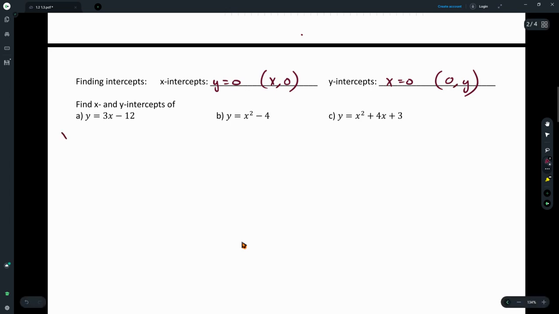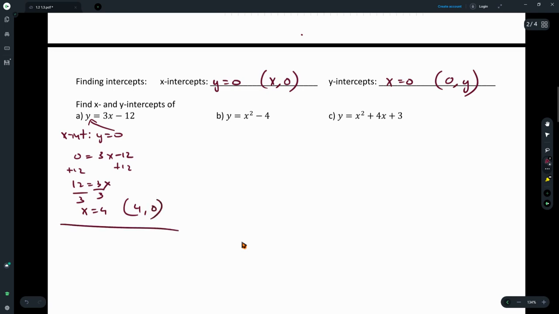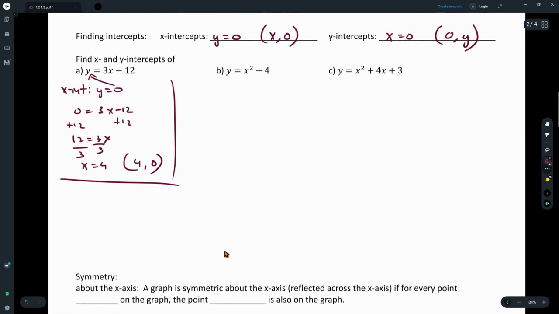So here, let's find the x-intercept and y-intercept for these problems. The x-intercept is when y is equal to 0. So you plug 0 in for y, and then you solve for x. All right, so you add 12 to both sides. 12 is equal to 3x, divided by 3. x is equal to 4. So your x-intercept comes out to be x is 4, y is 0. Okay? And then to find the y-intercept, y-intercept is when x is equal to 0, right? x is equal to 0. So you put 0 in for x and solve for y.